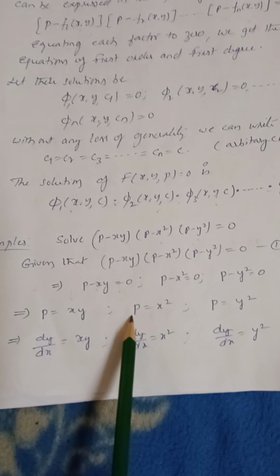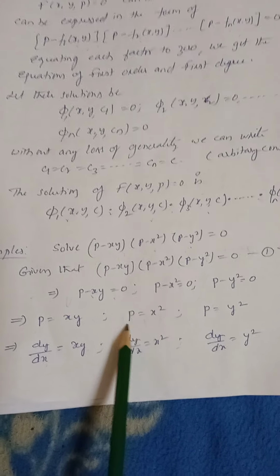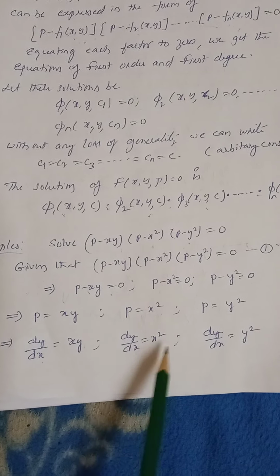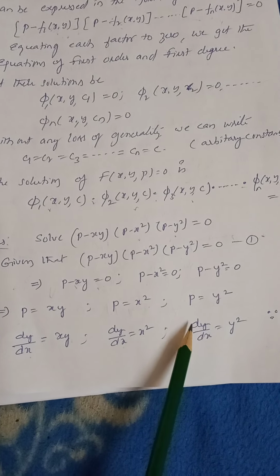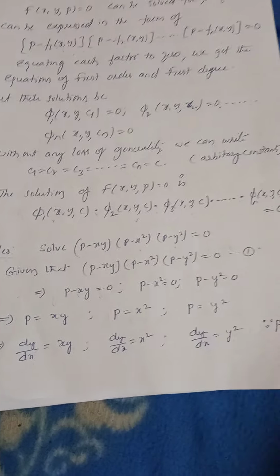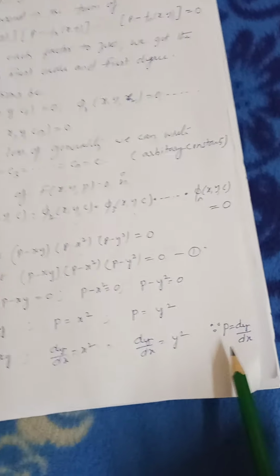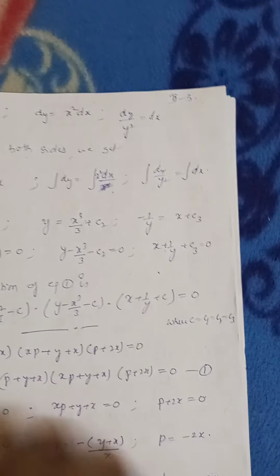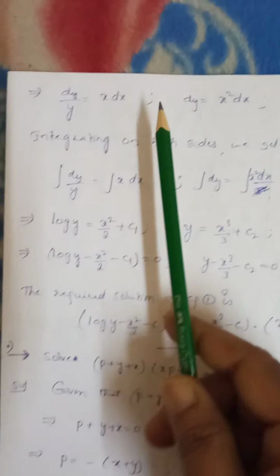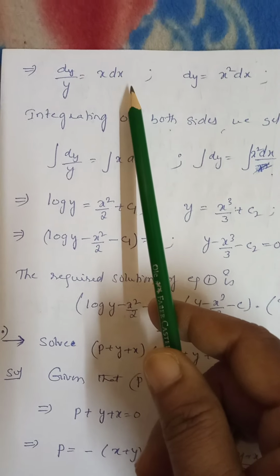Here similarly p is equal to x square, where p is dy by dx, so dy by dx is equal to x square. In the third one, p is equal to y square, so dy by dx is equal to y square, since p is equal to dy by dx. Now see, we are going to discuss the first factor only.